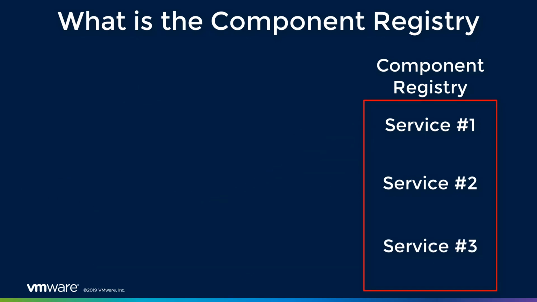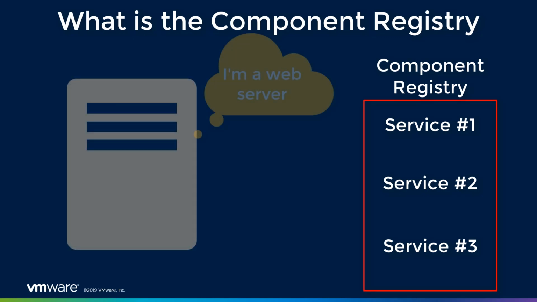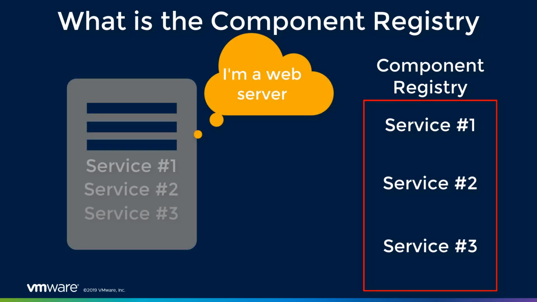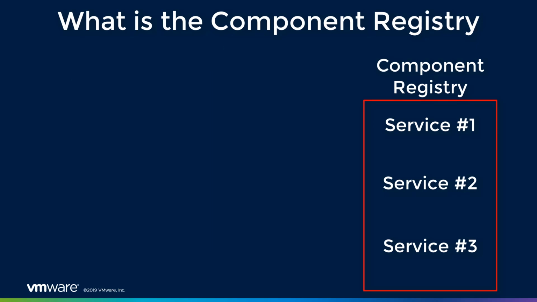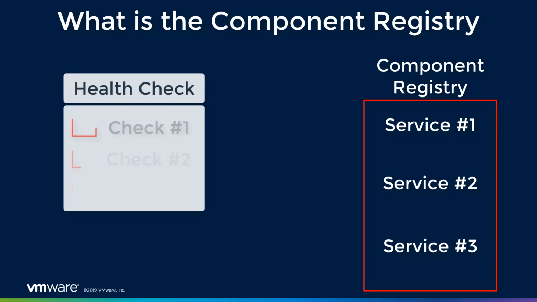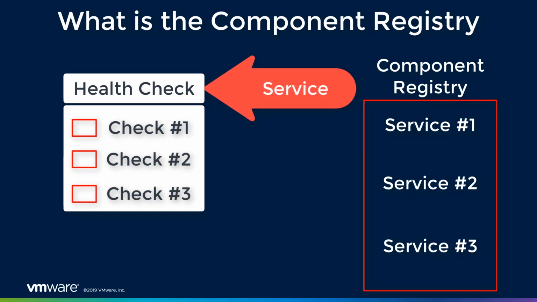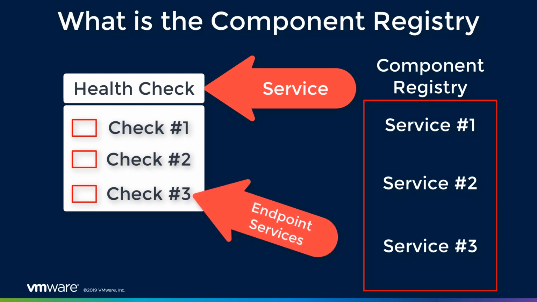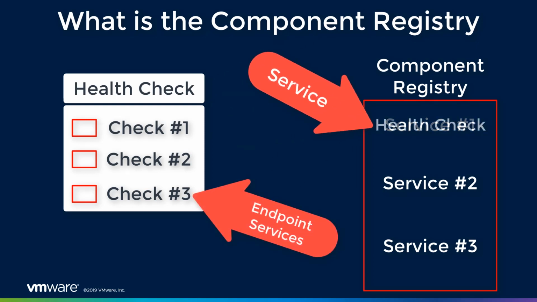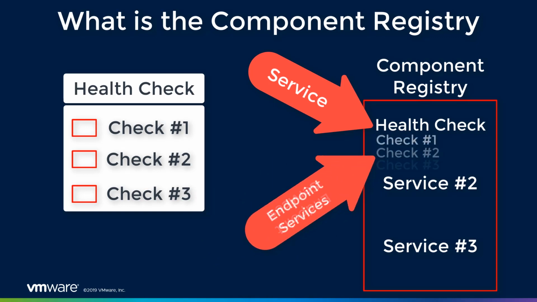But services is a pretty broad term. It's like saying web server. We know that a web server has lots of other services that make up that one web server, and a service is no different. Let's take a health check as an example. Our health check is a service that's made up of all sorts of little checks underneath it. Those individual checks would be called endpoint services. In the component registry, we could look up that health check, and we could look up that endpoint service and say, I need to query that particular endpoint service to find the status of this resource.